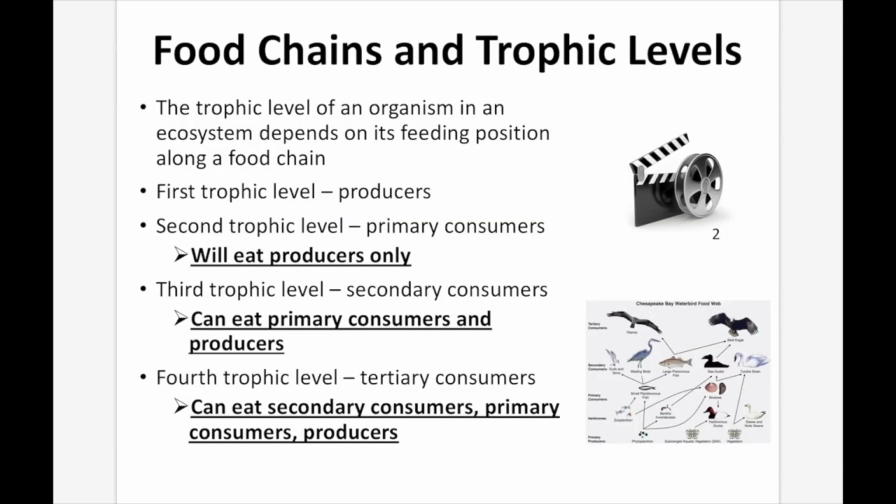Food chains and trophic levels. The trophic level of an organism in an ecosystem depends on its feeding position along a food chain. The first trophic level is going to be our producers. The second is going to be the primary consumers, and they're the ones that are going to eat producers only. The third trophic level are going to be our secondary consumers, which will eat both primary consumers and producers. And then our fourth trophic level, or our tertiary consumers, will eat secondary consumers, primary consumers, and producers. They're going to eat everyone below them.